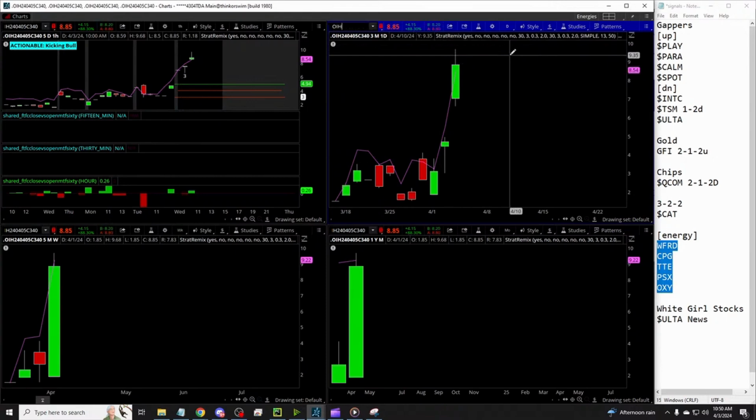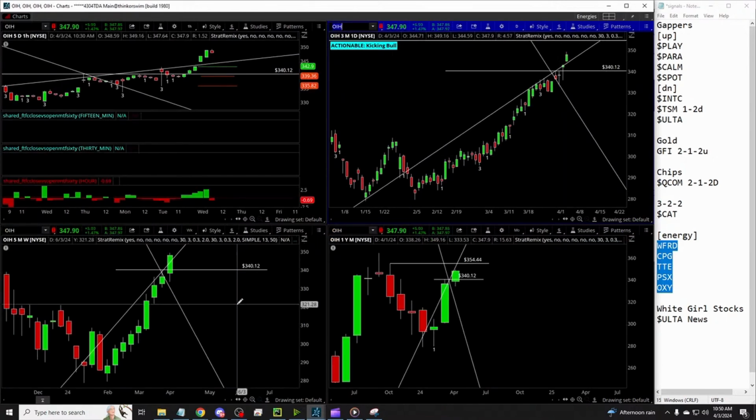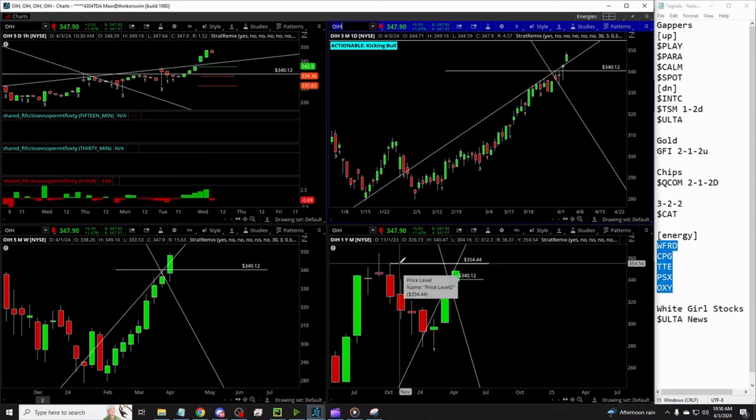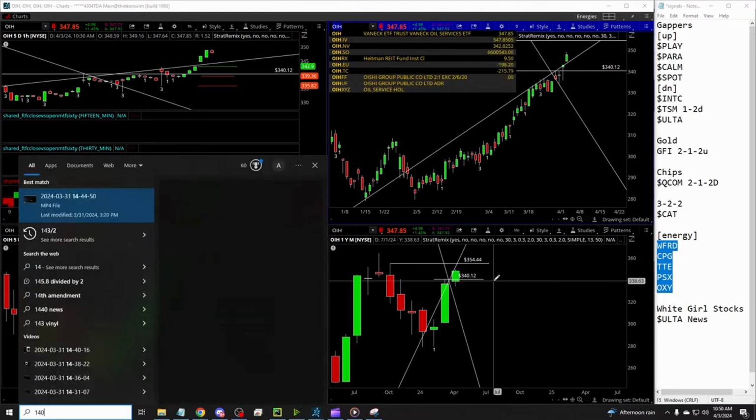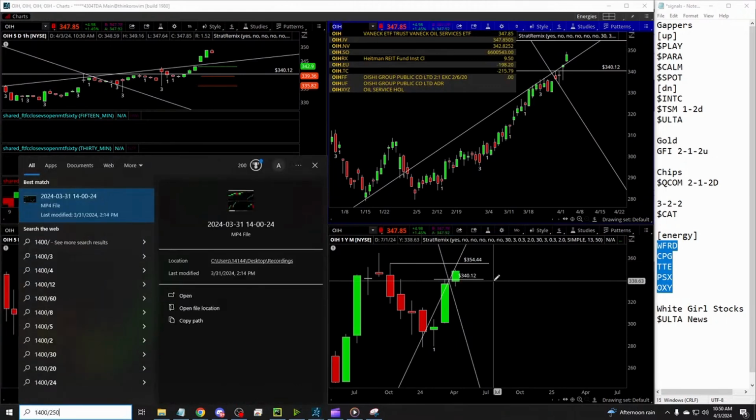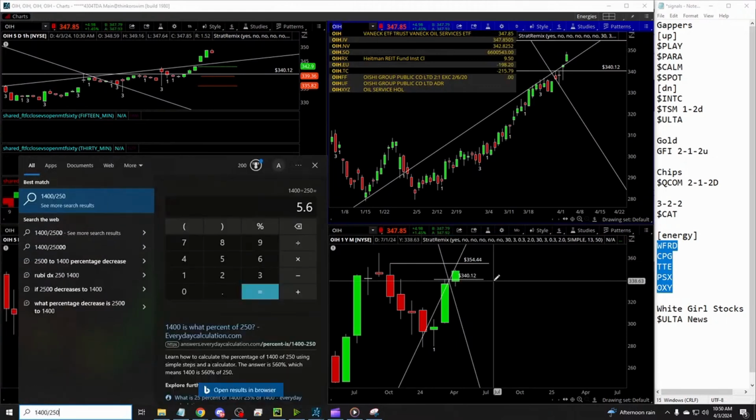So what I'm hoping for this week is, since we have the quarterly reversal up above 340.12, we should take this out, hopefully by the end of the week, 354.44. And those are going to be worth 1,400 intrinsic a piece, and we paid 250. So 1,400 divided by 250, it's almost a 5x return.